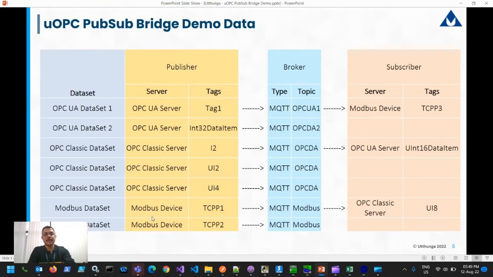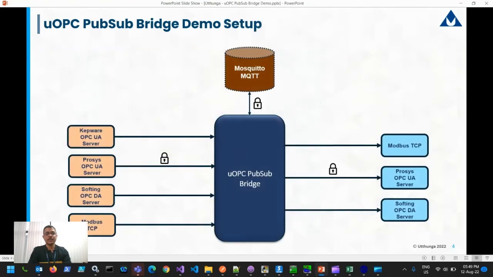For the Modbus dataset, we are publishing data from register P1 into OPC classic Softing server UI8. And the last use case will be pushing data from P2 into message broker, and it has no subscribers. On an overview, you can see that the data is being transferred from the left side servers, which are publishers, through message bus into MQTT Mosquitto broker and then to the subscriber. The locks indicate that they are secured lines.